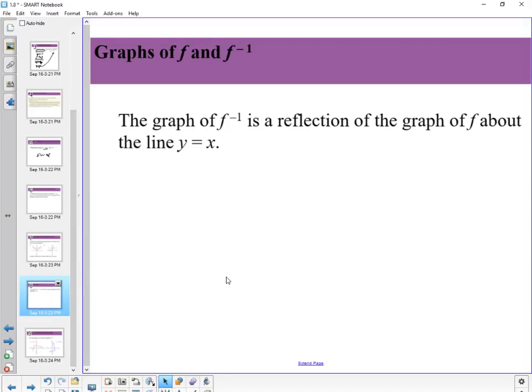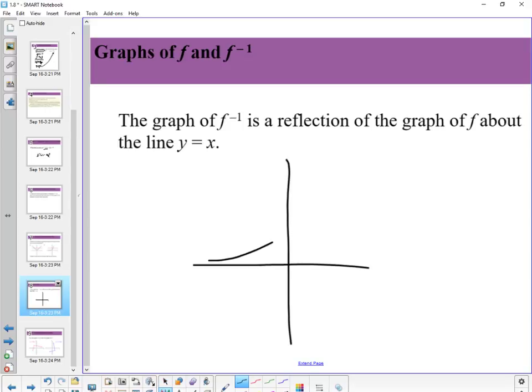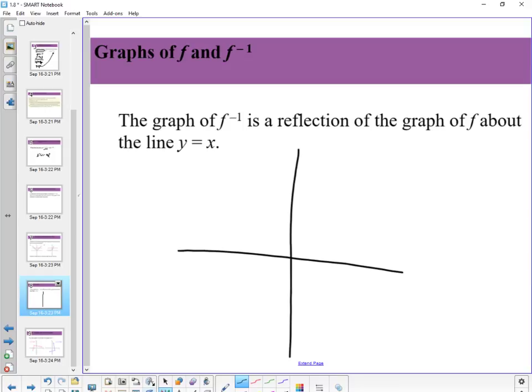Graphs of f and f inverse. They will be a reflection across the line y equals x. If you remember that from last year, if I had something that looked like this, then the other one should look something like this. It's a little steeper than it should be, but you get the idea. It's a reflection across this line. That makes sense because what do you do with all the x's and y's? You're swapping them. That's all you're really doing. Sometimes you get some really cool ones.